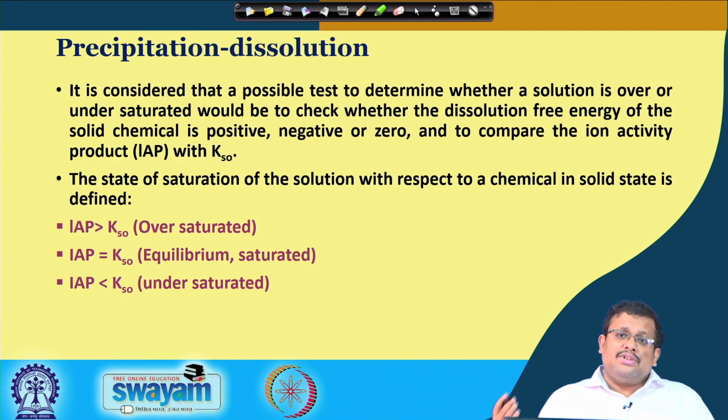So, how to predict where there will be supersaturation or when there will be precipitation or not. It is considered that a possible test to determine whether a solution is over or undersaturated would be to check whether the dissolution free energy of the solid chemical is positive, negative or 0, and to compare that with the ion activity product. We have already discussed this ion activity product, but I am going to repeat it here.